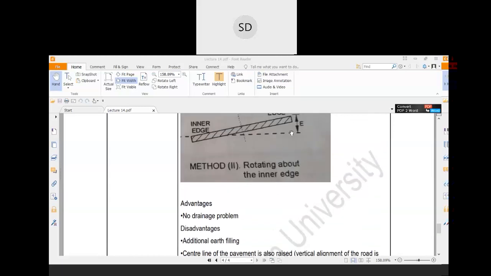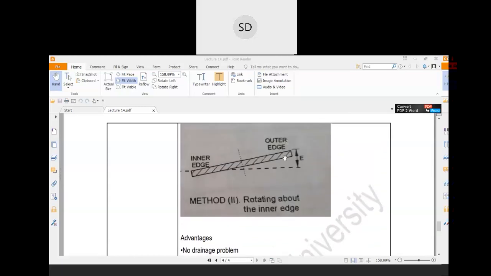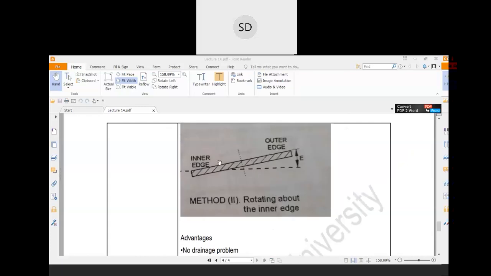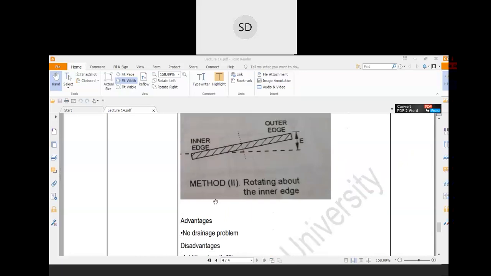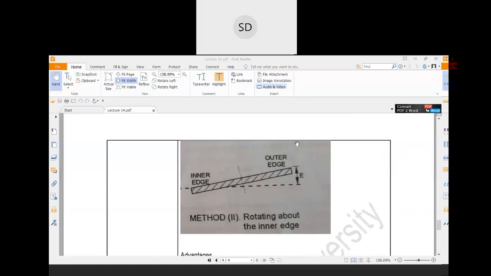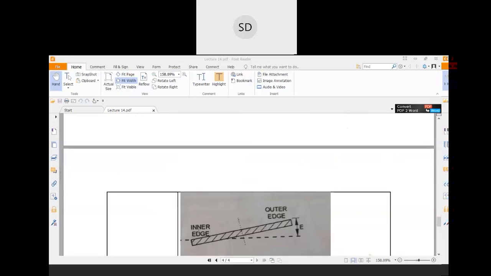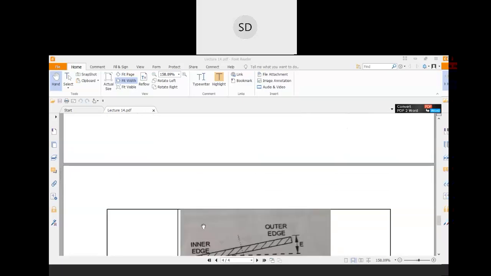And another thing is additional earth filling should be there. So here that earth filling is not balanced, and the central line of the pavement is also raised, so you have to take care of the remaining portion of the pavement where no super elevation was there. So these are the different methods of super elevation design. And generally in practical cases, in maximum cases, this last method is used.